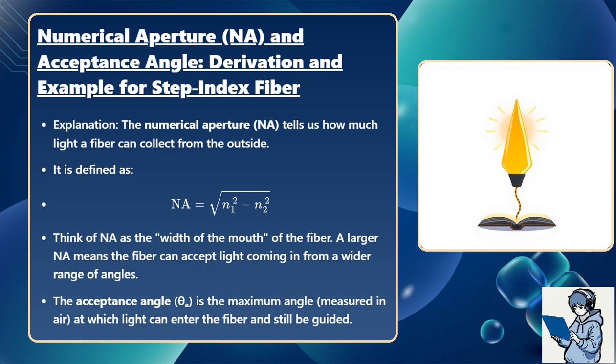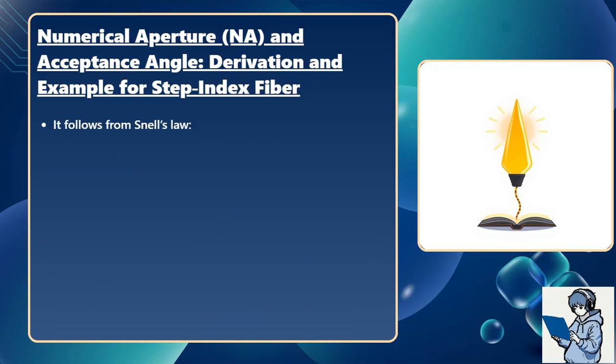The acceptance angle θA is the maximum angle, measured in air, at which light can enter the fiber and still be guided. It follows from Snell's law: sin θA = NA, or equivalently, θA = arcsin(NA).